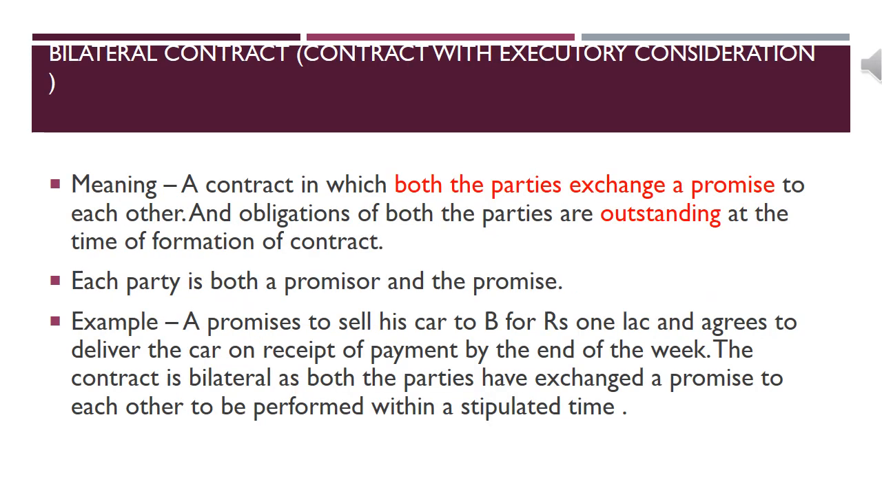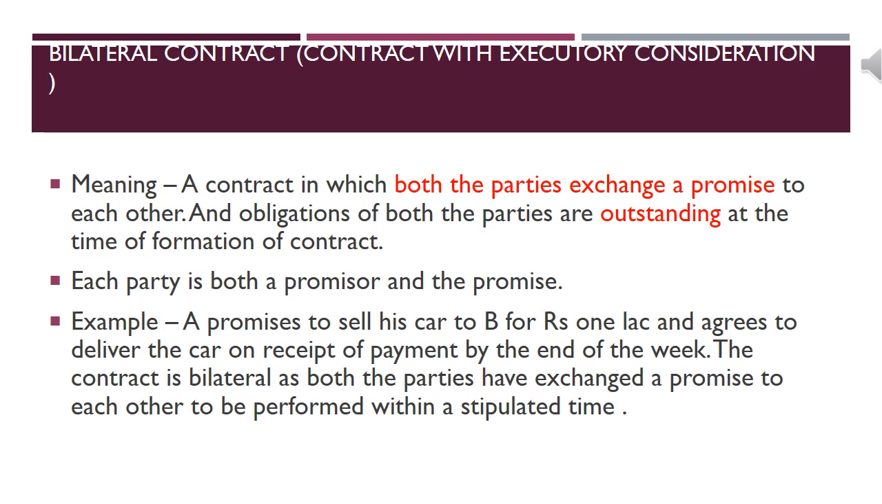Okay, so now let's see bilateral contract. Bilateral contracts are contracts in which both the parties exchange a promise and the obligation of both the parties is outstanding at the time of formation of the contract. So where both the parties promise to do something, like if A is selling a car, B is promising to give him the money. So both the parties exchange a promise. But at the time of formation of the contract, both the parties' obligations are outstanding.